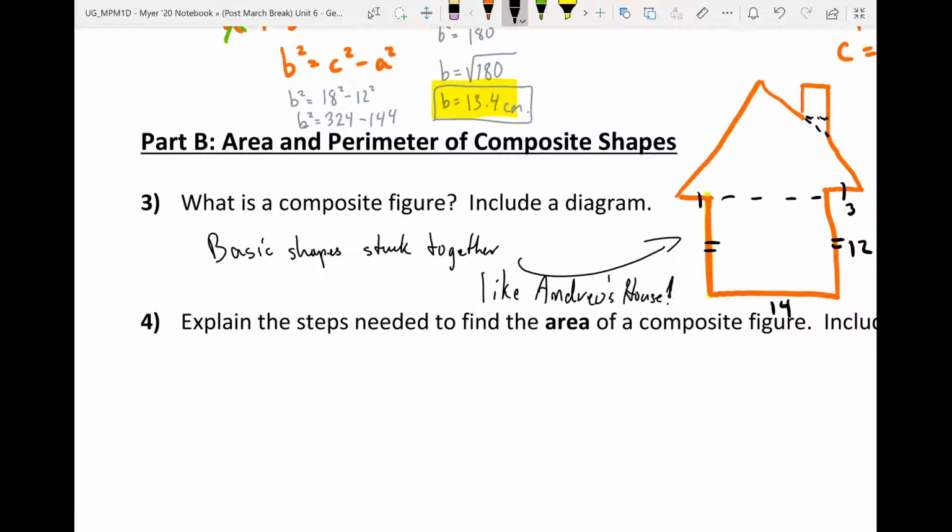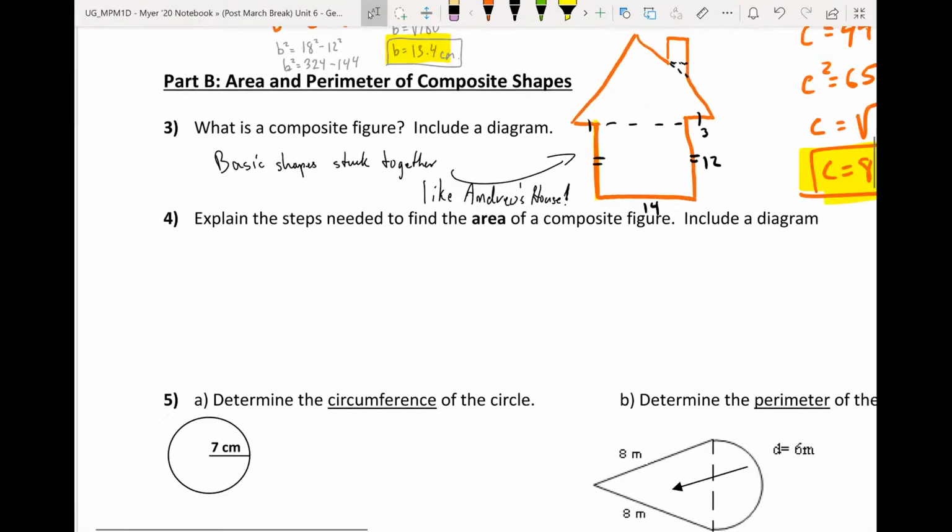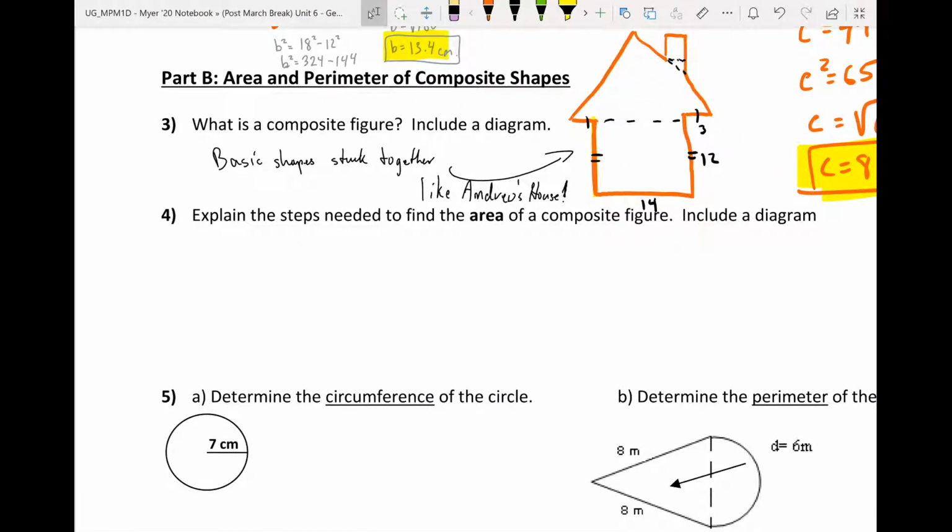Okay, so like Andrew's house. Alright, so let's explain the steps to calculate the area of a composite figure. Include a diagram. Well, I'm going to use an easier diagram this time because Andrew's house is going to take too long. So let's just go like this. Let's go like that, and it's going to be kind of an ugly diagram, but that's okay.